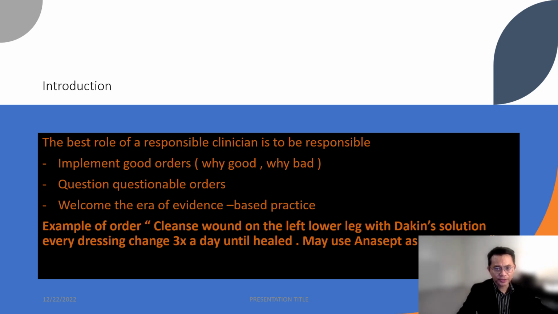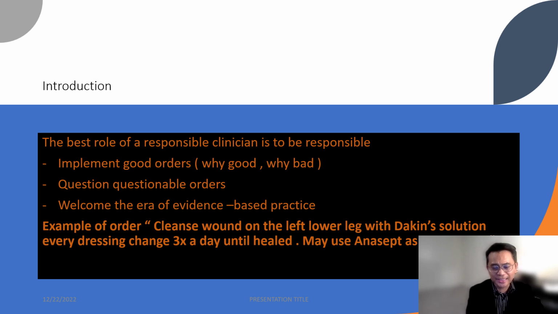So this is an example of an order. It says cleanse wound on the left lower leg with Dakin's solution every dressing change. It also specifies the frequency, three times a day. And also it says may use Anasept as a substitute. Actually, it looks like a good order to me, the way it's written, because it has the location of the wound, it has the specific product to use, and it also has a frequency, and also specifies the substitute product, just in case the Dakin's solution is not there.